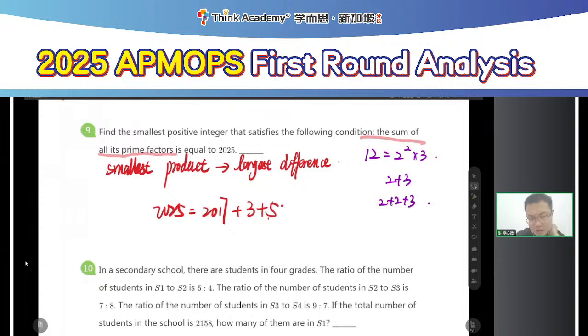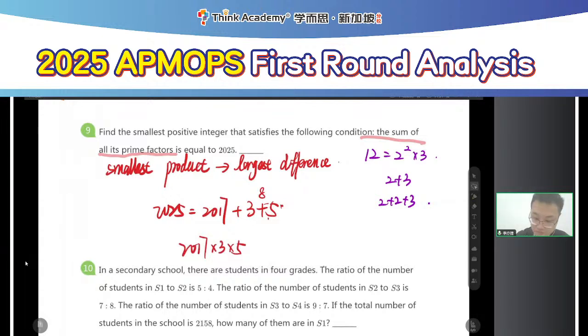I think no, because if you want to separate 8 into a sum of, for example, 2, 2, 2, 2, or maybe 2, 3, 3, you will find out that this product is larger than 3 times 5. 3 times 5 is only 15. This is 16. This is 18. So actually, I think it makes no difference here. So the final answer should just be 2017 times 3 times 5. So 2017 times 15, right? So it's the final answer.